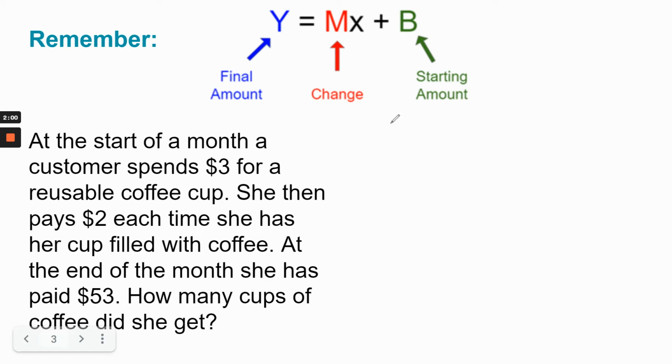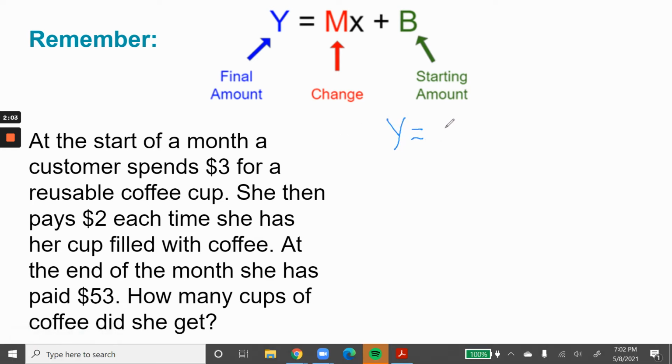So we'll start by writing y equals mx plus b on our slide. Then for the y, we want to figure out what was the final amount, or what was the total amount she had to pay. And we could see at the end of the month, she has paid $53. So the total amount she paid was $53.